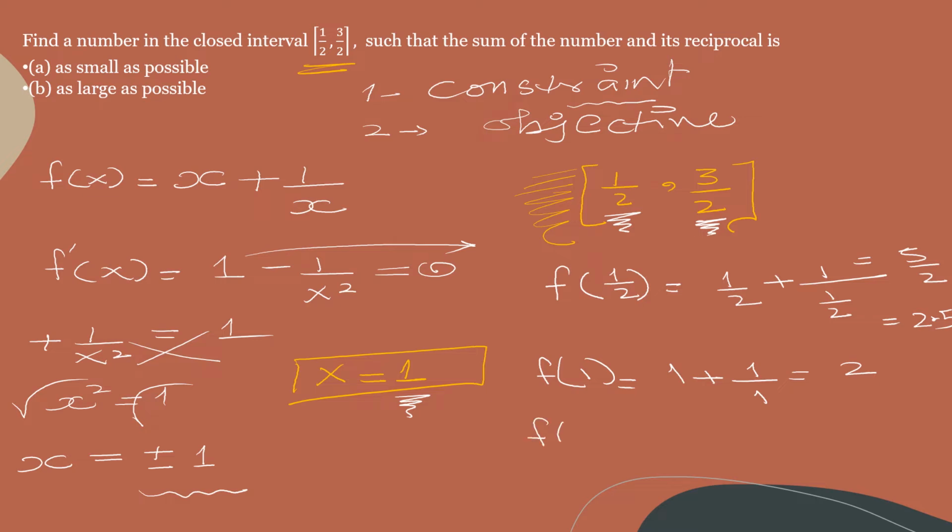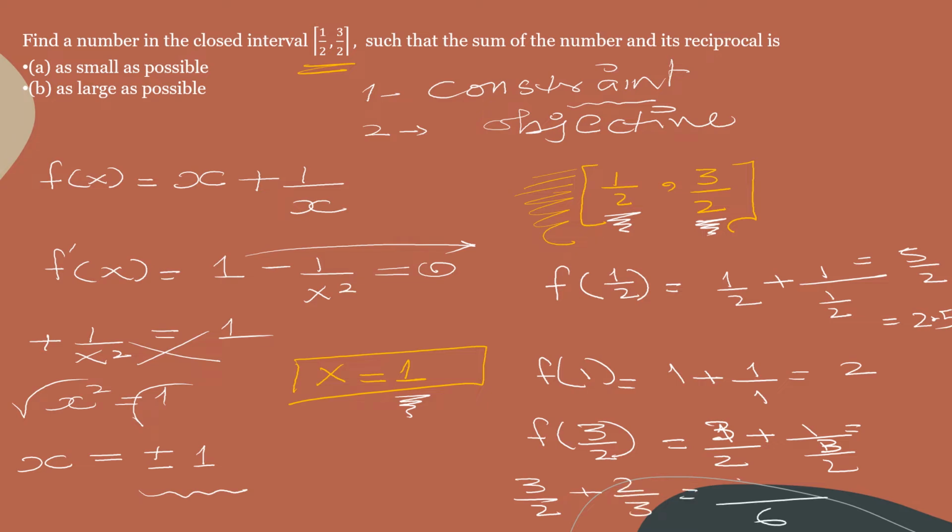Now the last number, that is f of 3/2 or 1.5, put it in the original equation. So f of 3/2 equals 3 over 2 plus 1 over 3 over 2. So we will get here 3 over 2 plus 2 over 3. So we will get here 6, and 3 times 3 is 9, plus 4, that is 13 over 6.